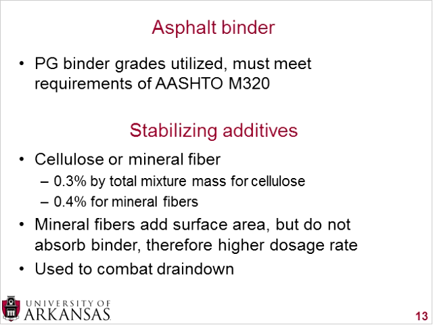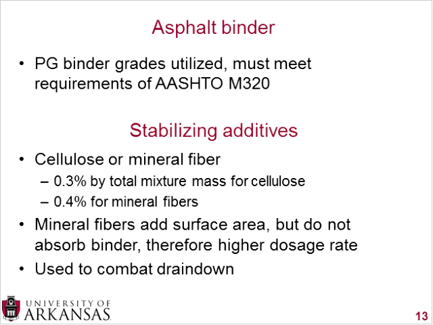The asphalt binder tests are pretty straightforward. You can simply use the standard PG binder grades, and they must meet the requirements of AASHTO M320. For the stabilizing additives, you can use either a cellulose material or a mineral fiber, and these are in the AASHTO specification. You need to use slightly more mineral fiber versus cellulose: 0.4% for the mineral fiber, 0.3% for the cellulose, simply because the mineral fibers add surface area, but they do not absorb binder.